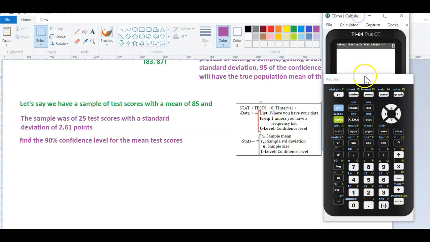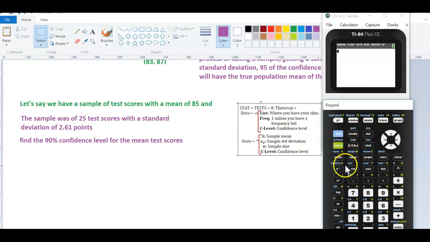For our problem, we know we're going to do a t, so follow the path here. It's stat, you slide over to tests, you scroll all the way down till you hit t interval. Notice the interval means confidence interval, so you see we have a z interval, a t interval. If you keep scrolling down, you're going to see that we have some other intervals that maybe we might use in the future, but not now. So let's go to t interval, hit enter, and you see here's where it asks for data or stats.